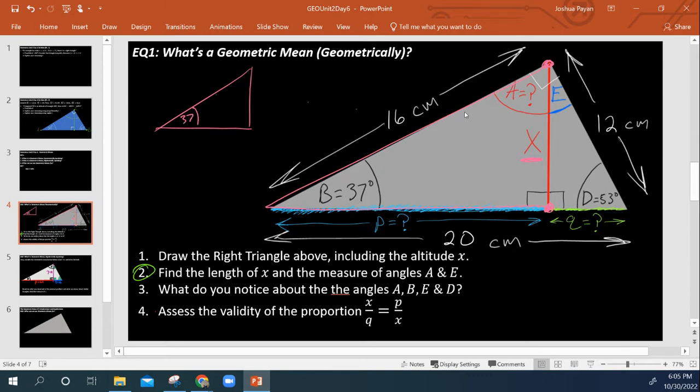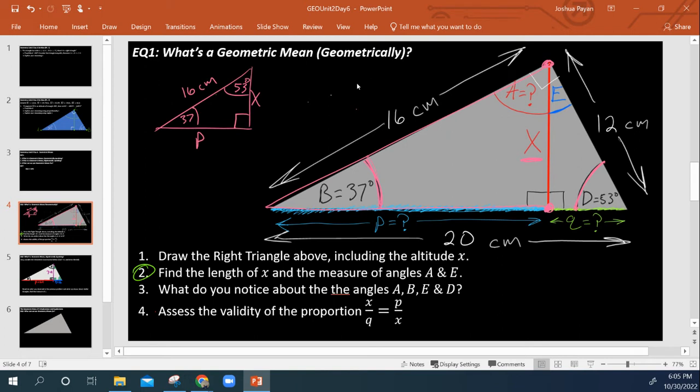So this angle is 37 degrees. Our hypotenuse would be 16 centimeters. This side is unknown, and the altitude obviously is unknown, okay? But that means this angle is 53 degrees because this one here is 90. So what that means is we have matching angles, namely 53, 37, and of course this 90-degree angle here. Because we have matching angles, we can use proportionality here.